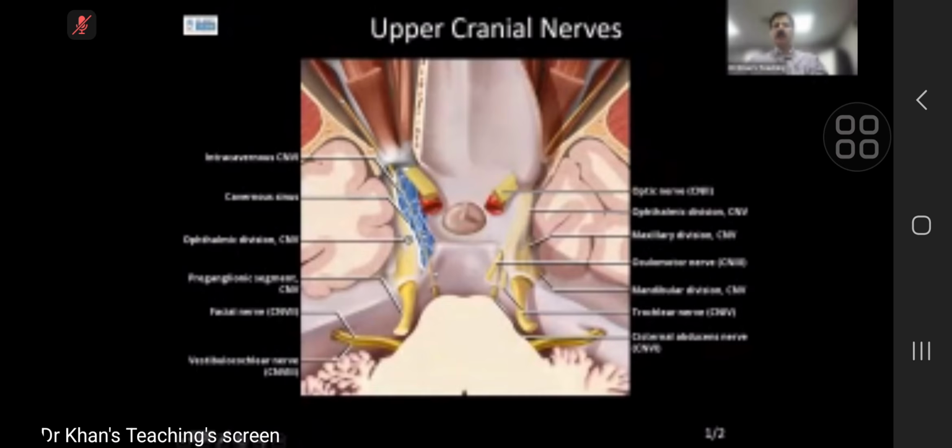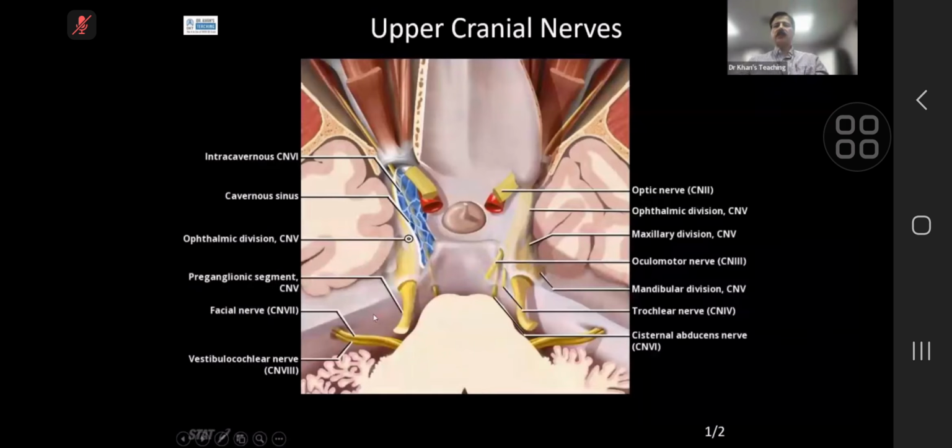Of course, in the cavernous sinus, other nerves are also passing through, and it will cause involvement of those nerves also. Same thing, if there is infection here, it can cause other things like cavernous sinus thrombosis. So this anatomy is the key. So we'll see it as the last case of the day later today.